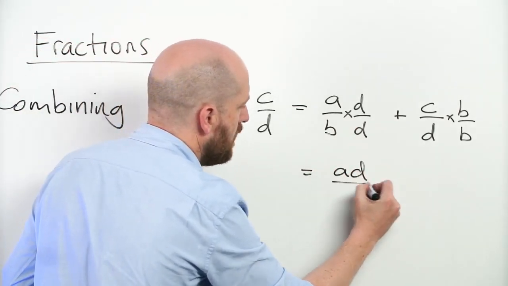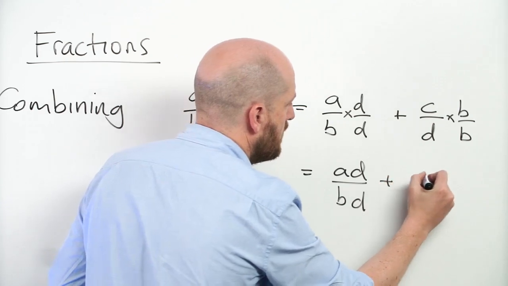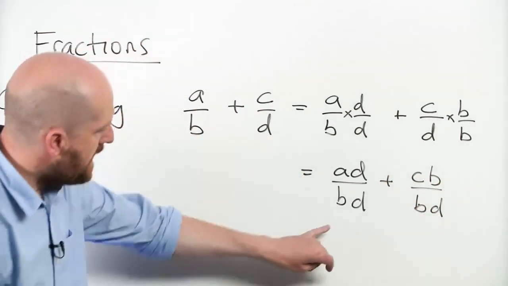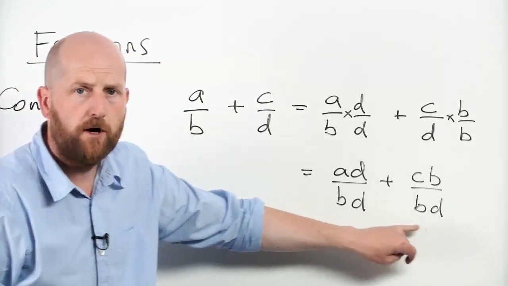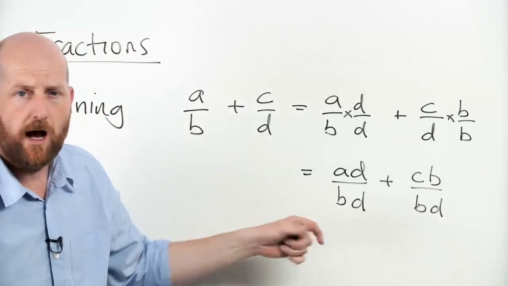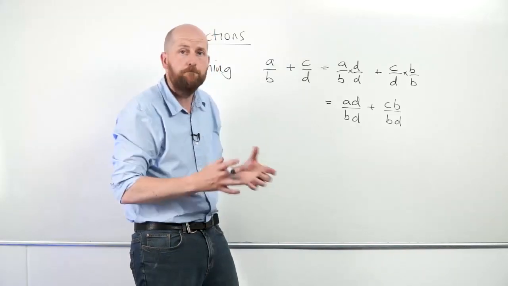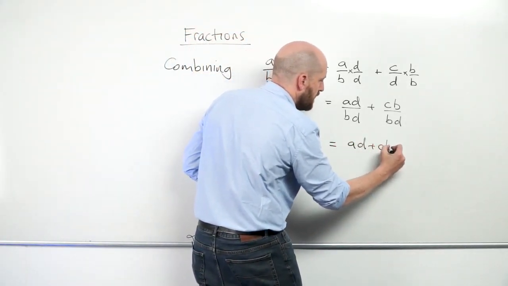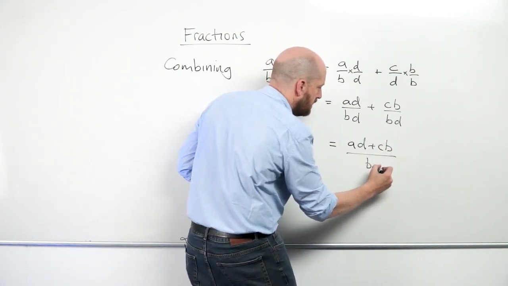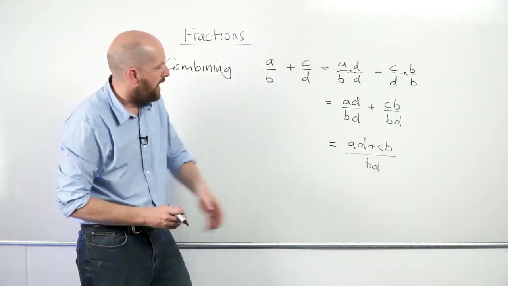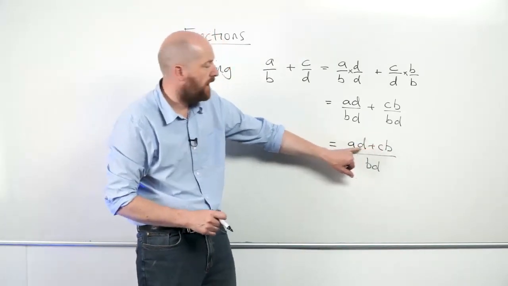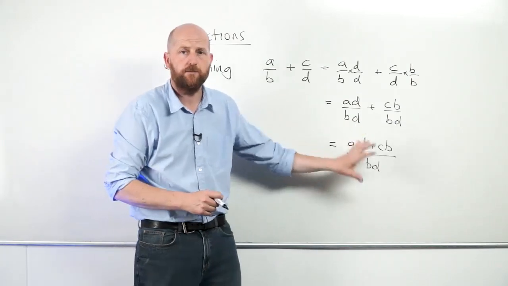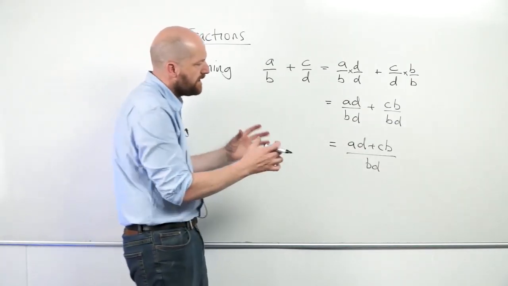It becomes AD over BD and CB over BD. And now that I have a common denominator, the denominator is the same, I know how to combine these two fractions. I simply add up the numerators. AD plus CB all over BD. So if I had these as expressions, I could maybe simplify this numerator and I'd have a single fraction. I've combined two fractions into a single one. Okay, so that's combining fractions.